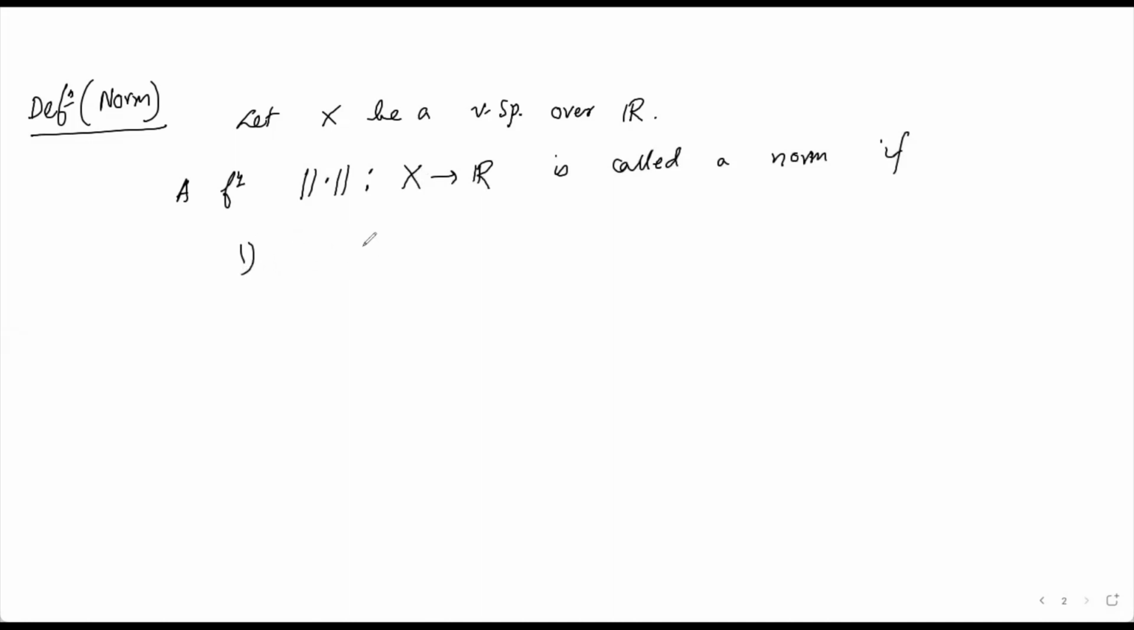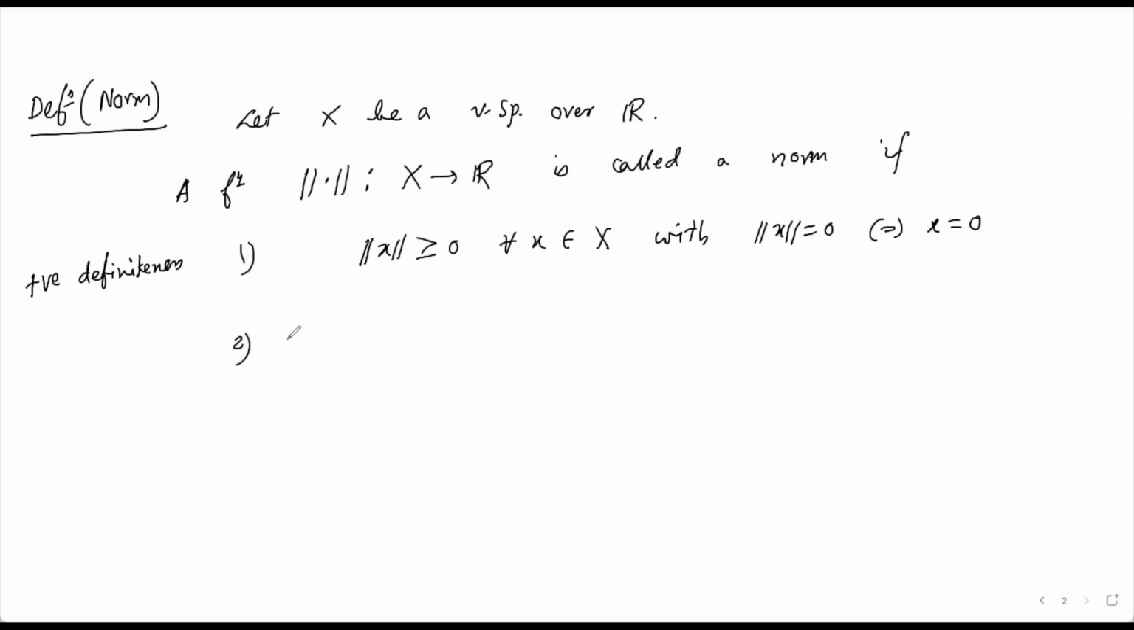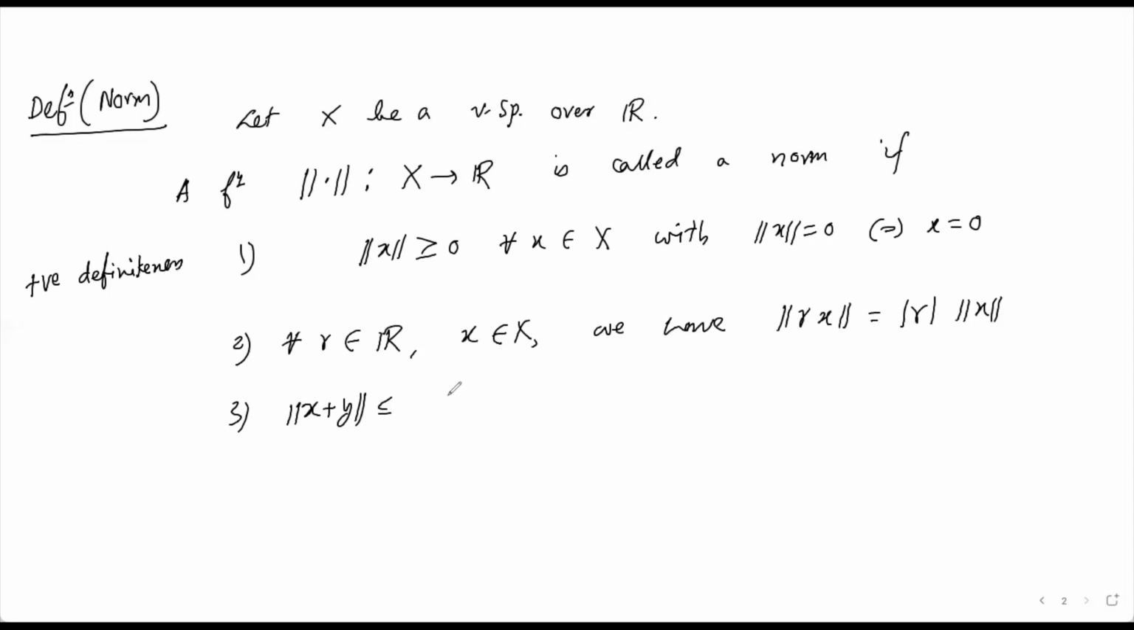So the first condition, norm of X is greater than or equal to 0 for all X belongs to X, with equality: this is equal to 0 if and only if X equal to 0. And this condition is known as positive definiteness. And second condition, for all R in the set of all reals and vectors X belongs to X, we have norm of R times X is equal to absolute value of R times norm of X. And the third condition, this is triangle inequality. It says that norm of X plus Y is less or equal to norm of X plus norm of Y. And this is called triangle inequality.